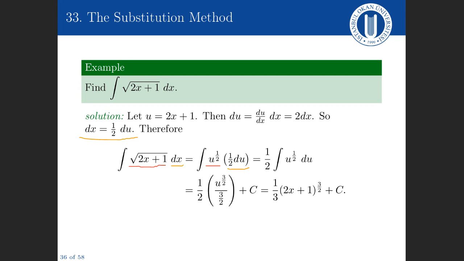Then we changed our difficult integral into an easy integral. All we want to do is calculate a half integral of u to the power of a half du. We know how to do this. This is a half u to the power 3 over 2 divided by 3 over 2 plus c. Substitute x back in and simplify. We get the solution 1/3 (2x plus 1) to the power 3 over 2 plus c.